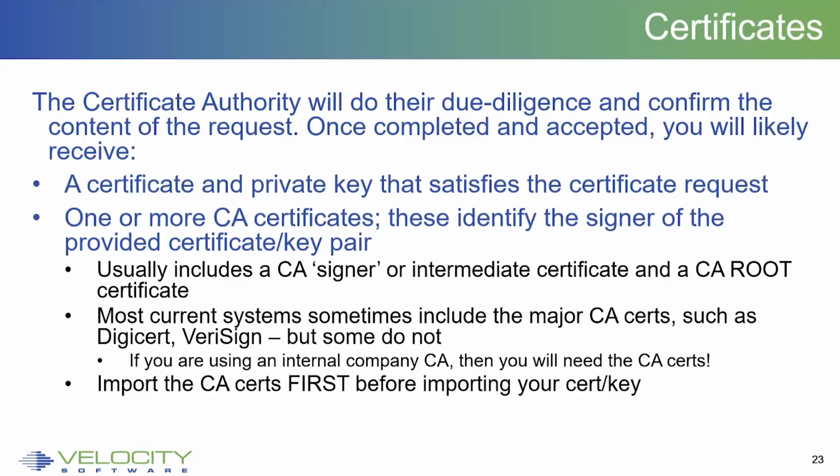Once all of that is done, they are going to provide you a certificate and private key, and that will satisfy your certificate request. They also send along one or more what's called CA certificates. These identify the certificate authority as the signer and provider of that certificate and key. So you normally will see a CA intermediate certificate and a root certificate.